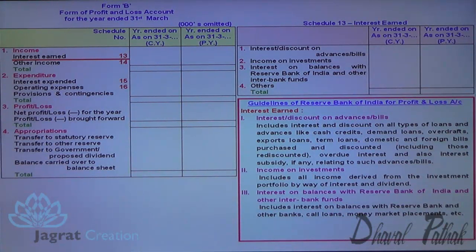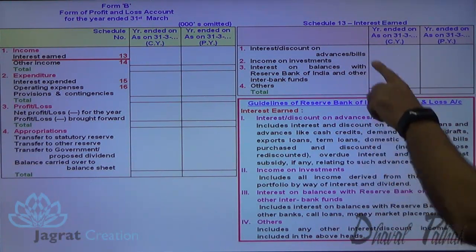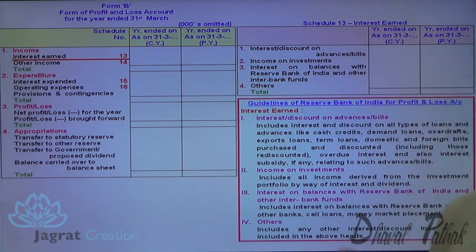It includes interest on the balances with Reserve Bank of India and other banks, call loans, money market placements, etc. Others are to be specified. It includes any other interest and discount income to be included in this item. So this is the detailed description of these 4 points.